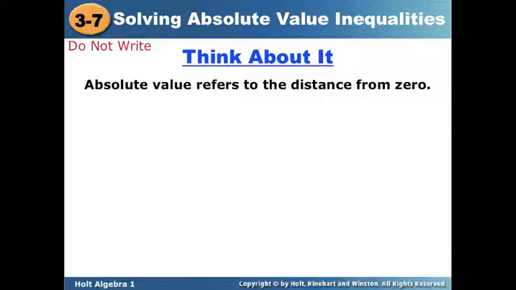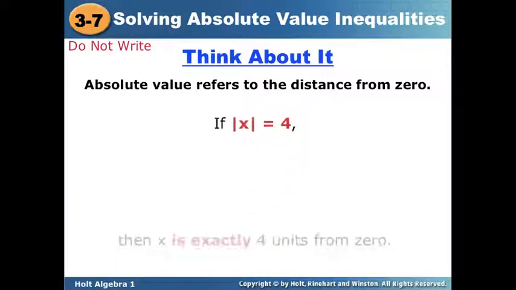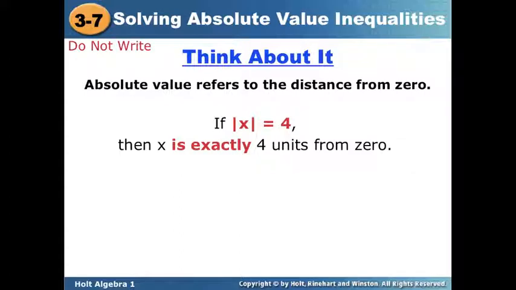Absolute value refers to the distance from zero. Recall when we solved absolute value equations. We set up and solved two equations, x equals -4 and x equals +4. x is exactly 4 units from zero.